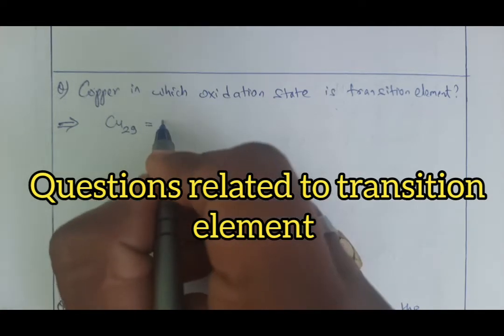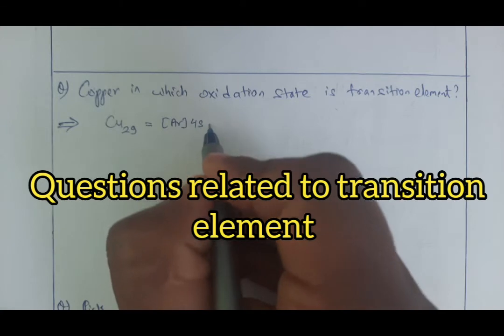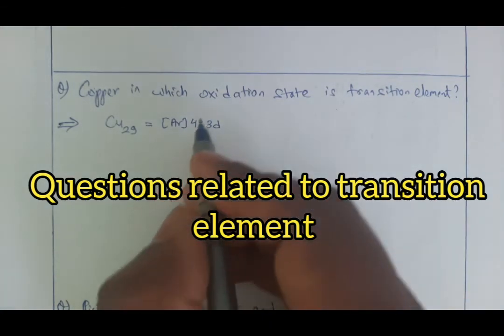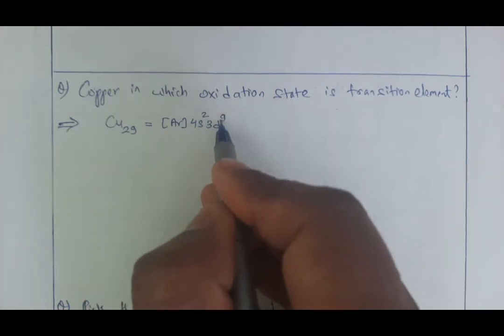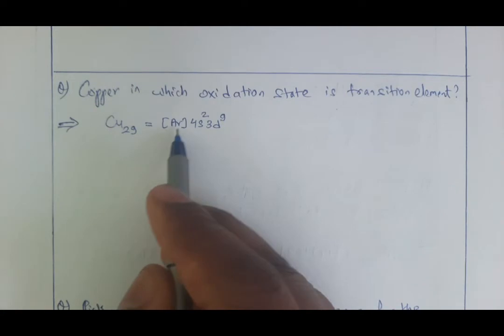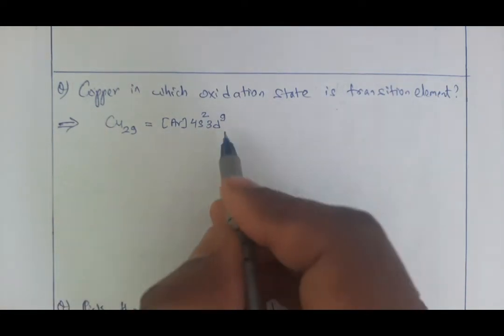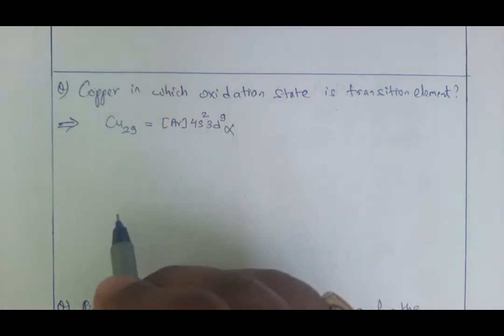When you make the configuration, you start with argon, as I said earlier in my past video, then you write 4s and 3d. Argon means 18, you know that, and 2 in this makes 18, 19, 20, with 9 makes it 29. So that is the configuration of copper. But this is wrong because this d orbital is neither full filled nor half filled. So this is the wrong configuration for copper.